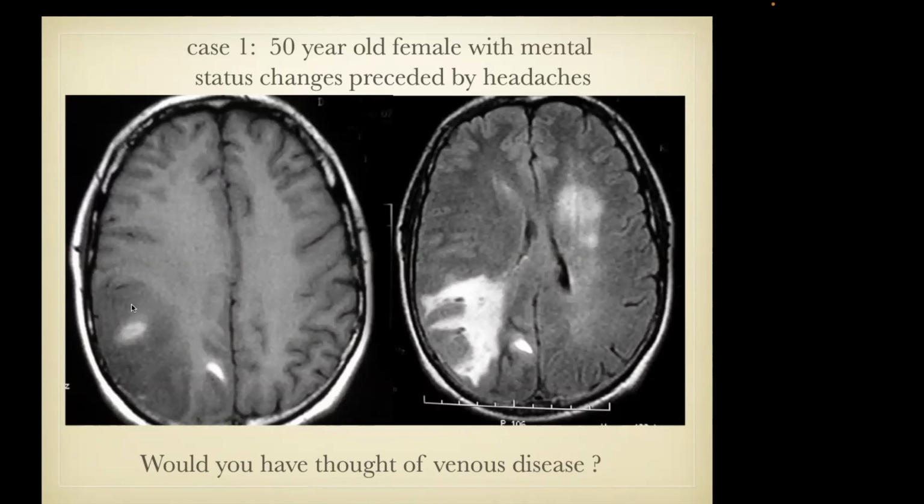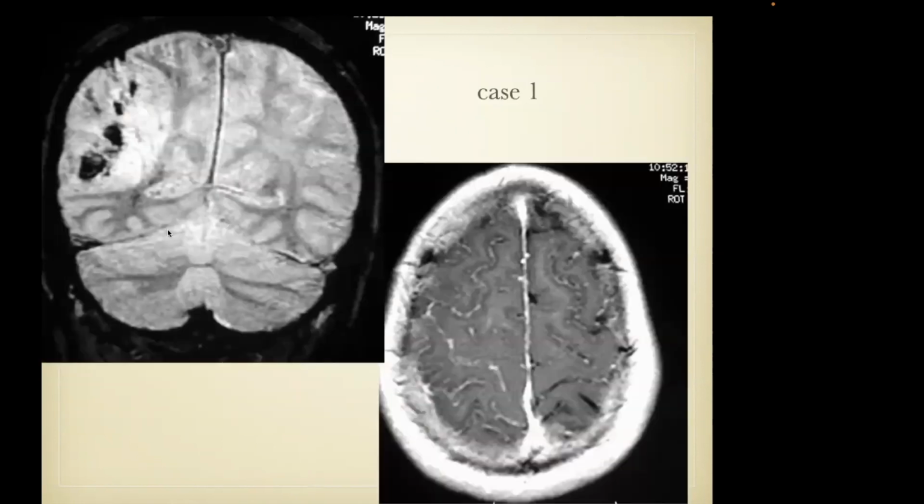She has this large area of edema with some hemorrhage here. Here you see the edema better on the FLAIR scan. And here's the hemorrhage in the hemisphere here. This was not immediately recognized as venous disease. There was some congestion of some of the veins over the hemisphere. But if you look on the imaging, the veins do not really look that strikingly abnormal.